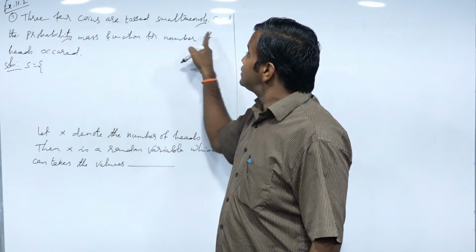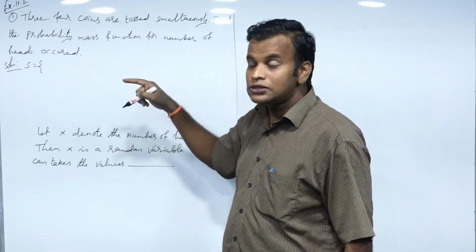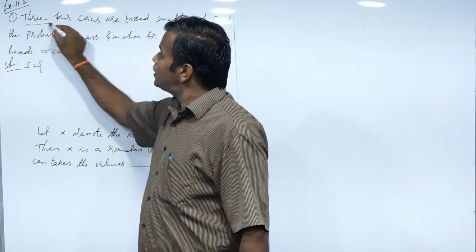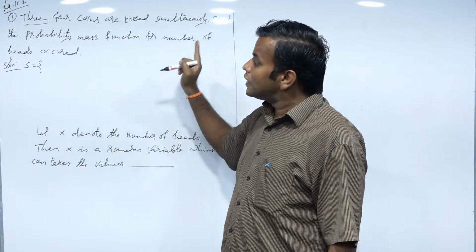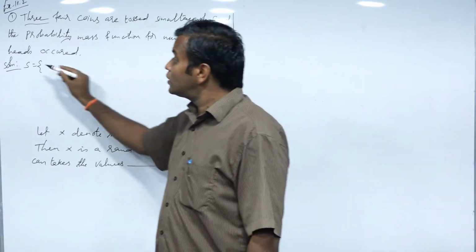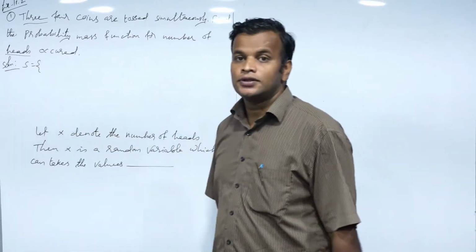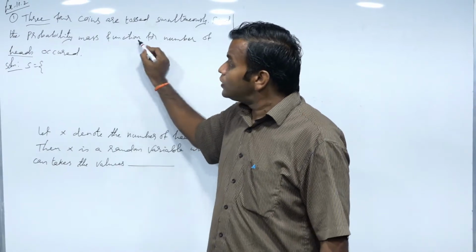3 fair coins are tossed simultaneously. How many coins we tossed is very important. There will be 3 coins. Now find the probability mass function for the number of heads that occur. The important thing is the number of heads. Okay, to find the probability mass function.